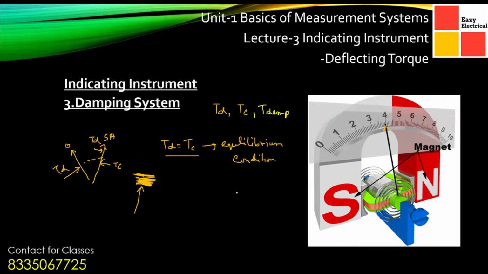Now in the later sections, we will be discussing the damping system in detail, as well as the controlling system and the deflecting system. So in one word we can say it plays an important role in the operation of the instrument. It is an essential part, and it brings the pointer to a steady position quickly.